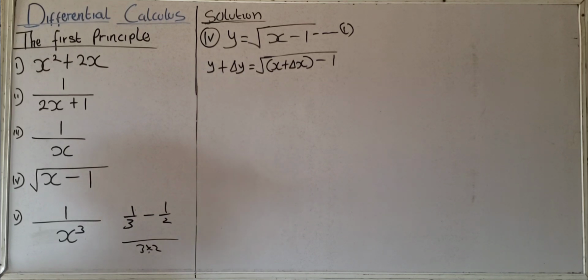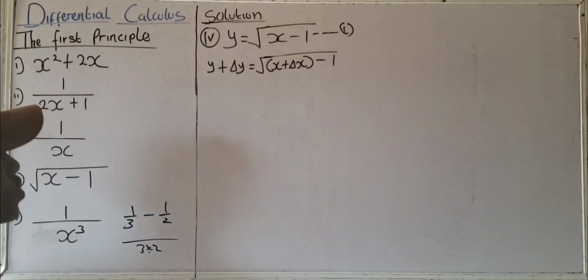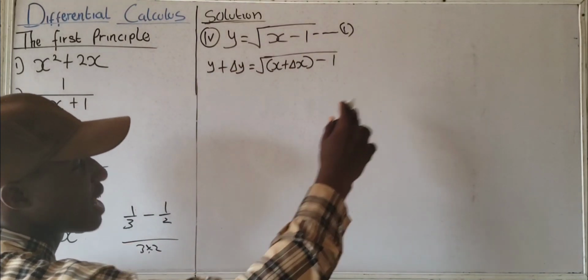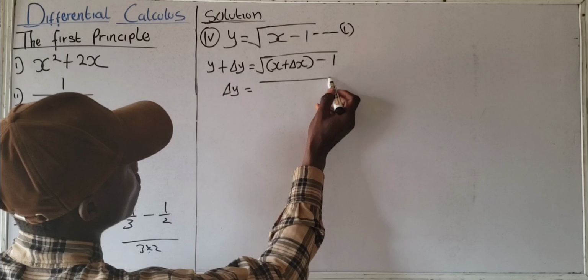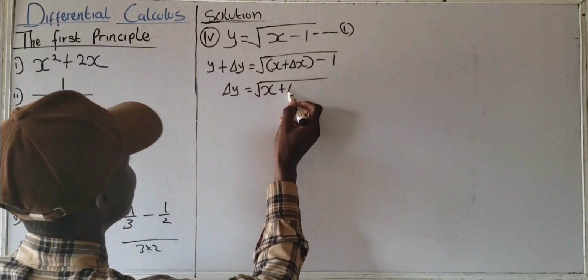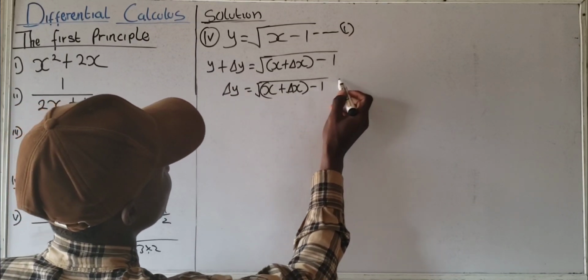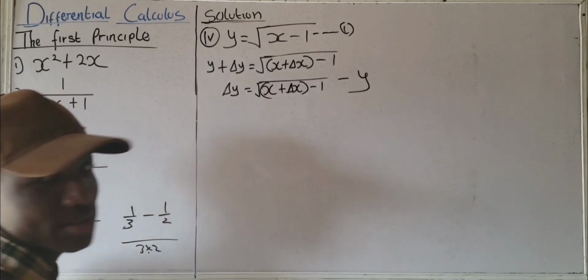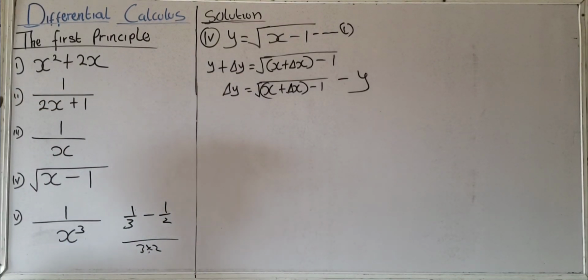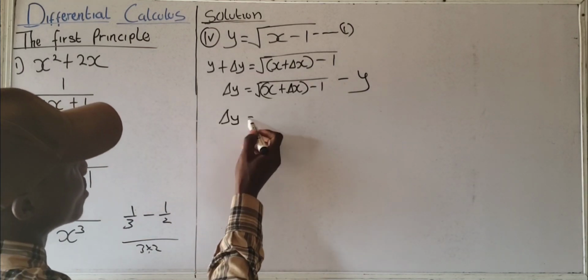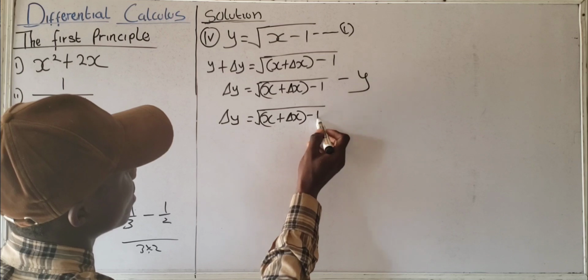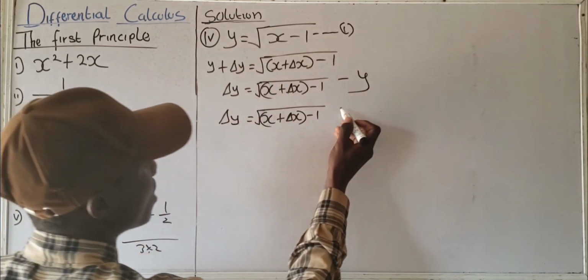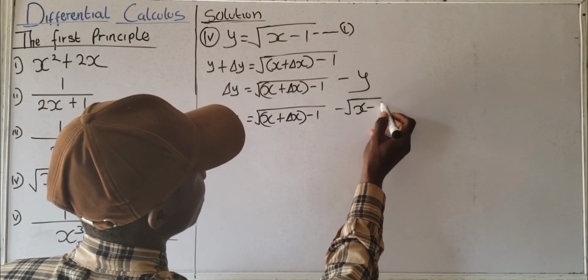Now, the next step is to make delta y the subject of the relation. So I'm going to move this y to the right hand side of the equation. Here I'm going to have delta y equals the square root of x plus delta x minus 1, minus y. And according to equation 1, y is the square root of x minus 1. So delta y equals the square root of x plus delta x minus 1, minus the square root of x minus 1.